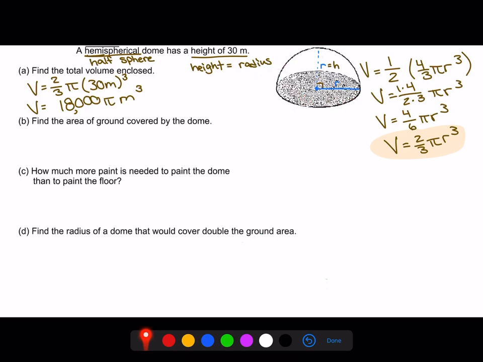Find the area of ground covered by the dome. So if I look at this, we have this dome here. The area of the ground covered by the dome, well, that's just the base here. That's the base of our hemisphere. So it's the area of this circle.